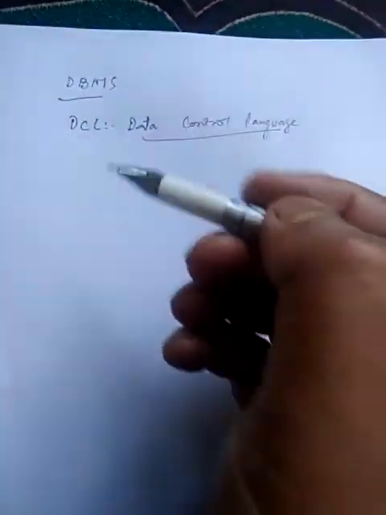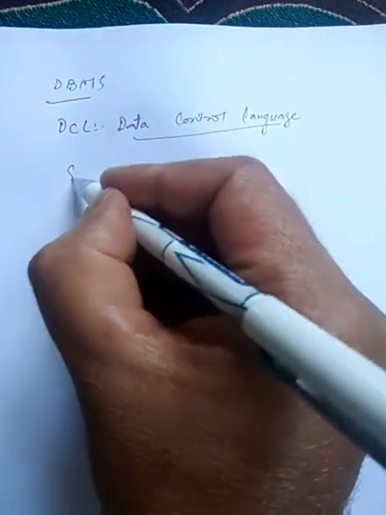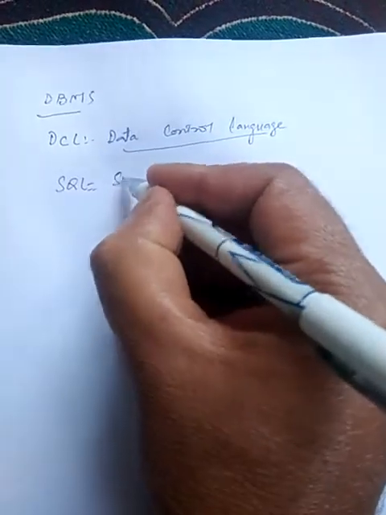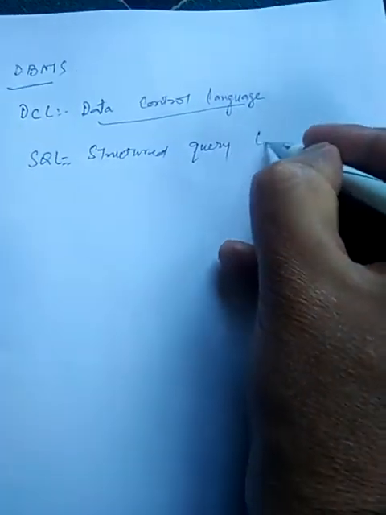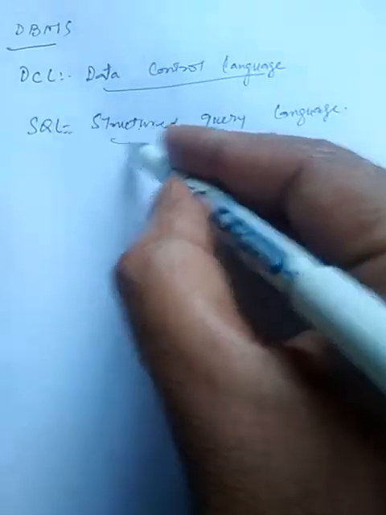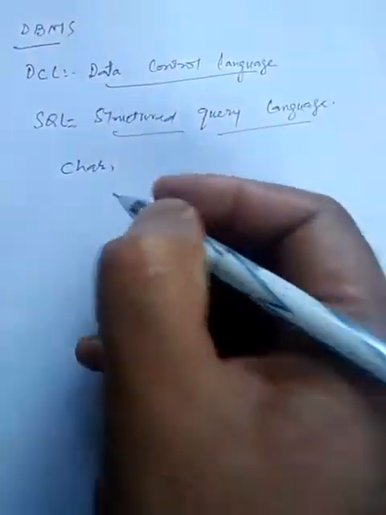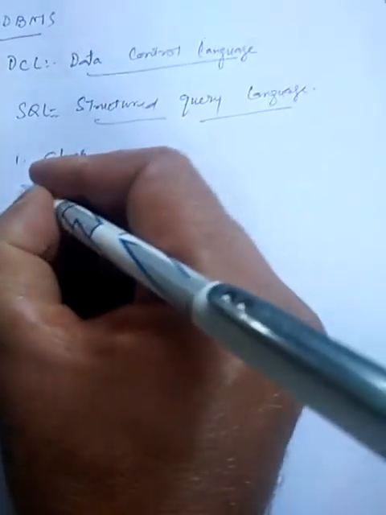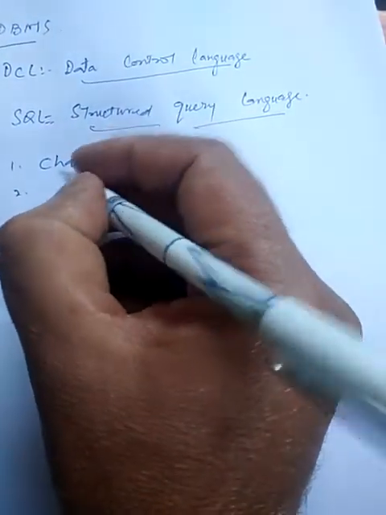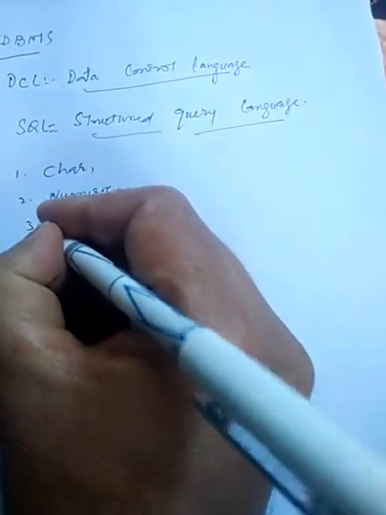Now let us discuss the SQL, structured query language. The basic data types of structured query language, or SQL, are character, numeric, and binary.